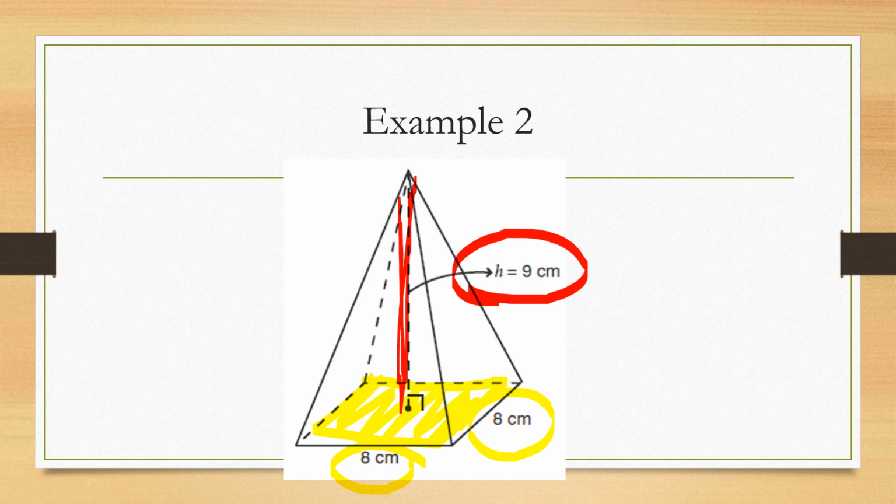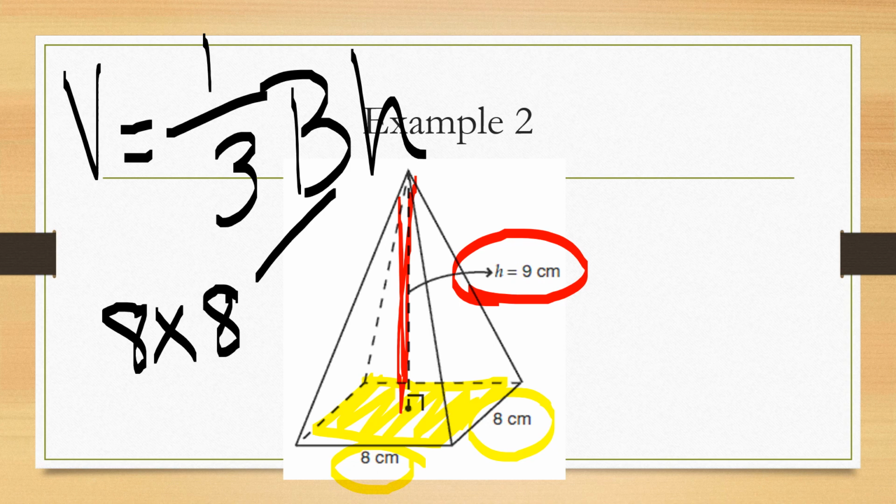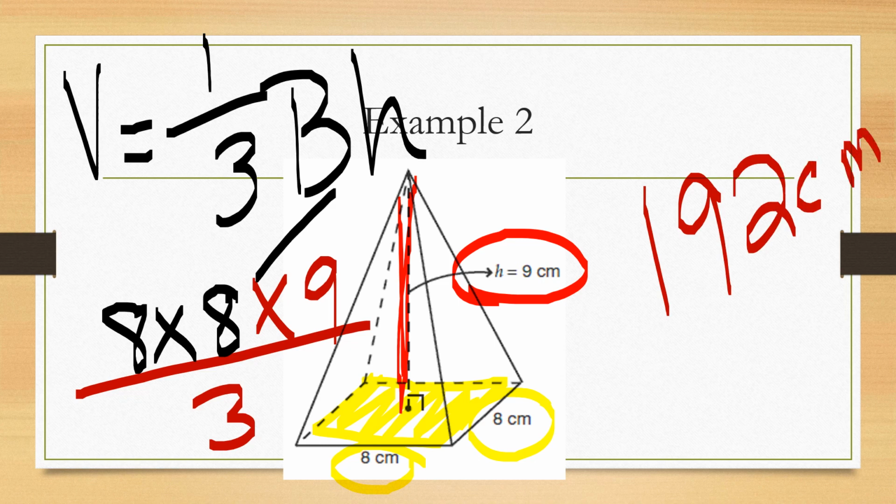I use the same formula. My big B, which is the area of the base, will be my 2 yellow numbers, 8 and 8, 8 times 8. My height will be times 9. And then I'm going to divide it all by 3 because of the 1/3. So if I do that, we have 192. So we get 192 centimeters cubed.